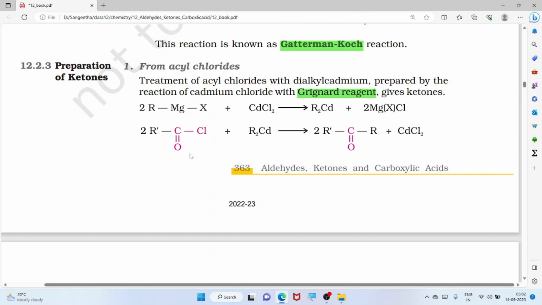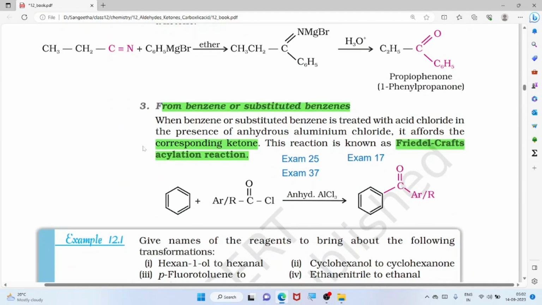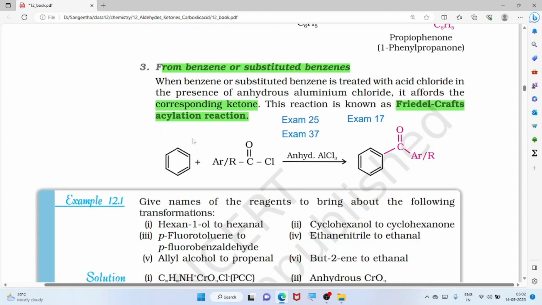Ketone preparation. This is the Grignard reagent, RMgX. From benzene, this is called the Friedel-Crafts acylation reaction. So preparation of ketone from benzene, with benzoyl chloride and AlCl3, aluminum chloride.